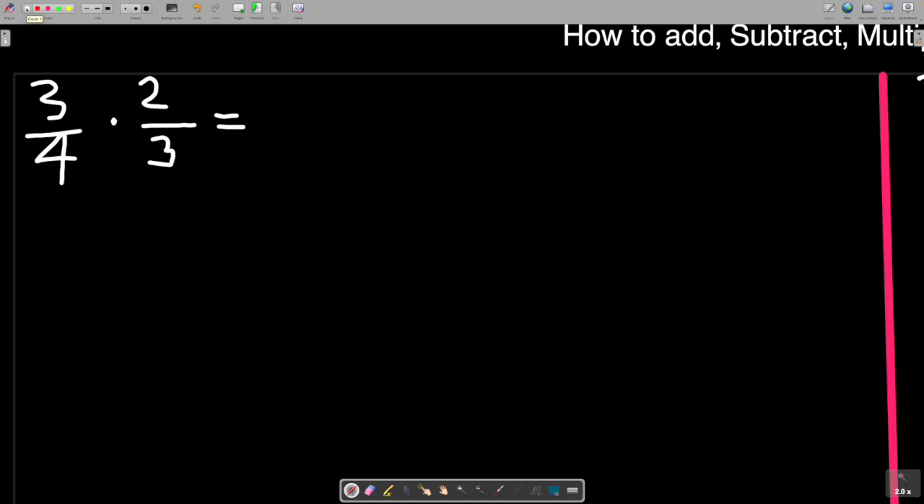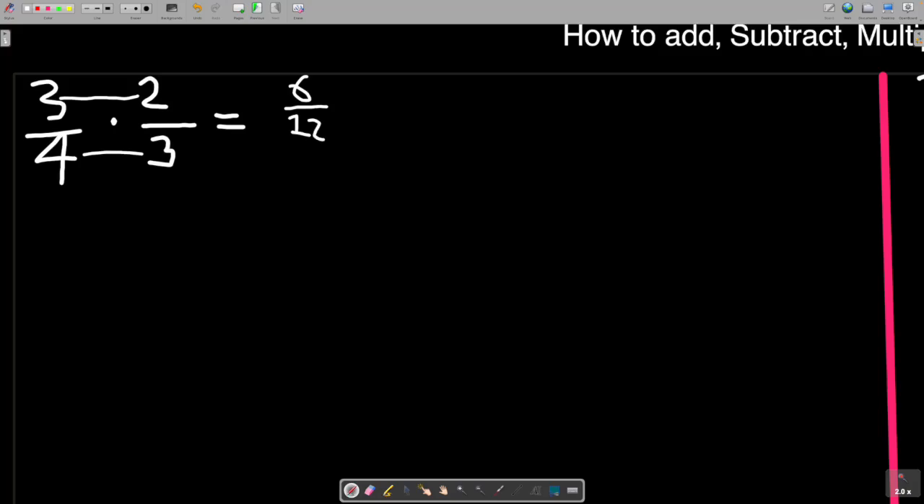Now there's only one way to multiply, and it's actually very simple. It's even simpler than addition and subtraction. First of all, multiply these. 3 times 2 is 6. Then multiply these. 4 times 3 is 12. And bang, you have the answer.